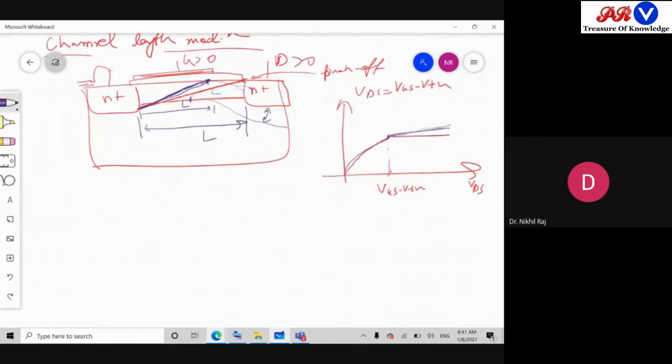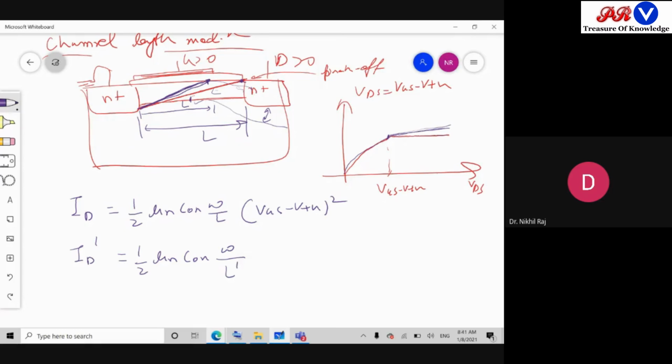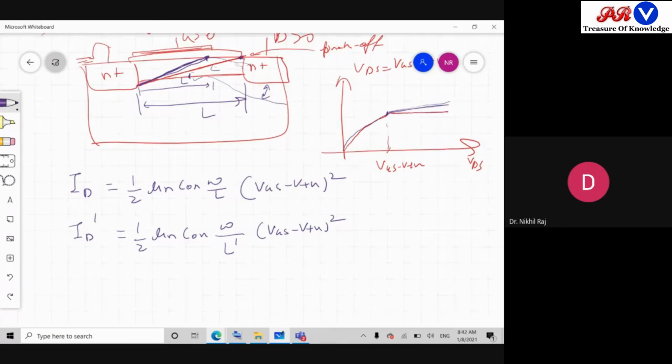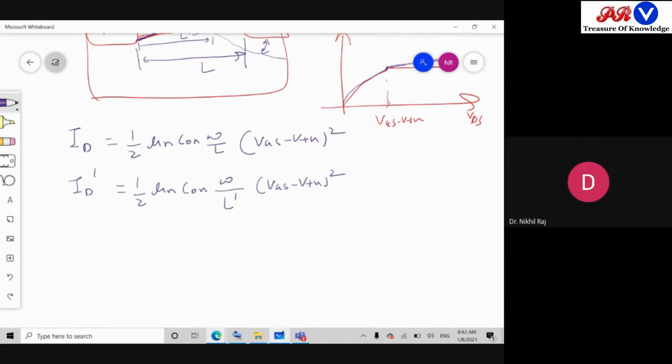So we know this point is nothing but your saturation point. So I will write here ID equals half mu n Cox W by L into VGS minus VTH whole square. Now due to this excessive voltage at the drain end, my channel has moved, and that time the effective length becomes L dash. So now my new ID dash will be half mu n Cox W by L dash into VGS minus VTH whole square. Now what is this L dash?